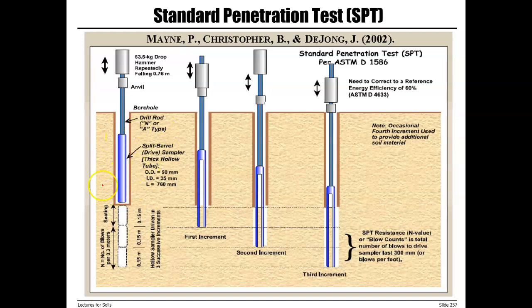And this is the split spoon sampler. It's pushed into the soil in 3 increments: first increment, second increment, and third one. Each one is 6 inches. The first one is seating, and then we have 2 more 6-inch increments. An N value, or SPT resistance value, is the number of drops or number of blows required for the last 12-inch penetration.